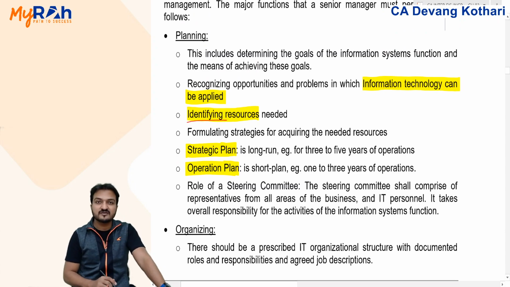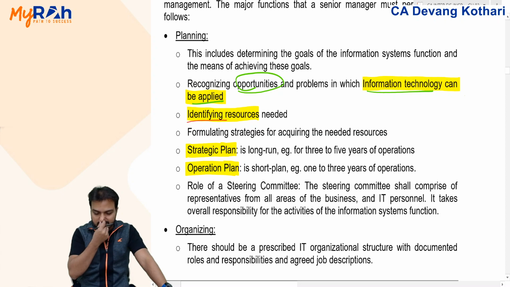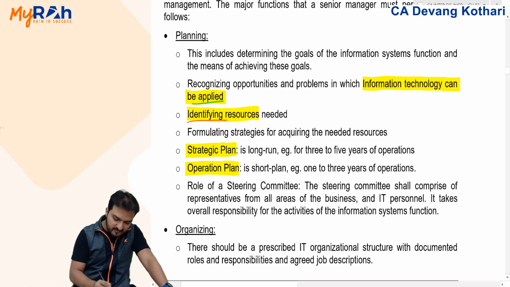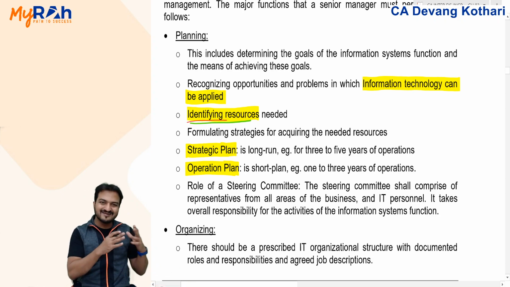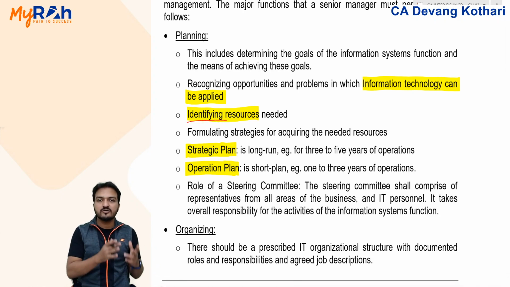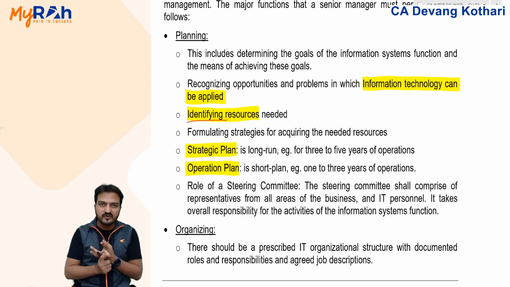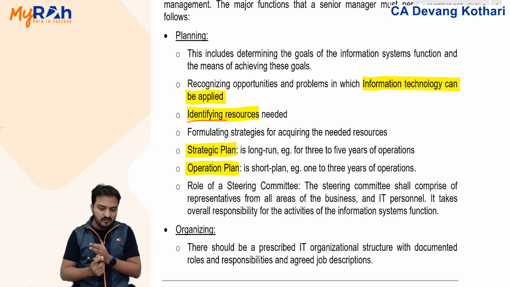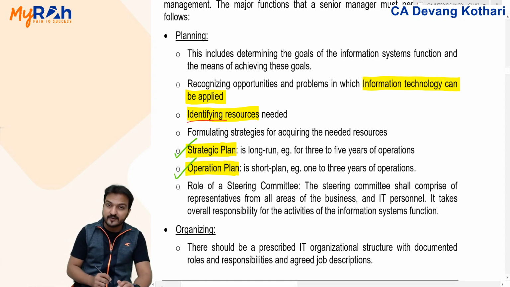Planning involves that they need to set up the plan, they need to decide, they need to recognize opportunities where IT can be applied, where technology can be used, and once they identify an opportunity, they need to identify the resources that are needed. What all resources will be needed in order to implement technology here? What computers will be needed, what software will be needed, what employees will be needed. All that they need to plan.